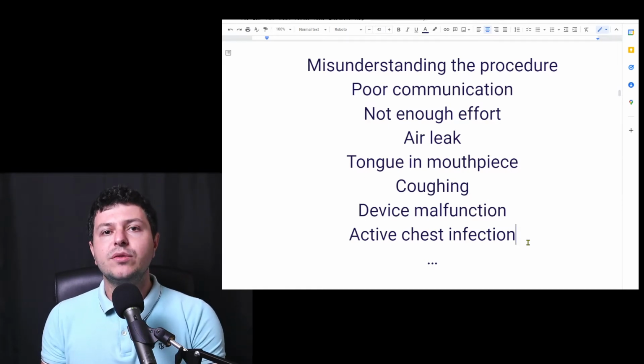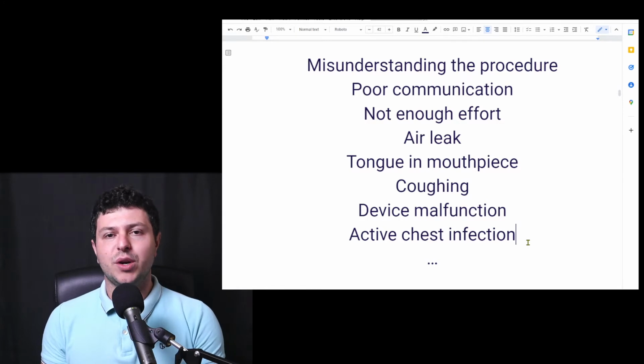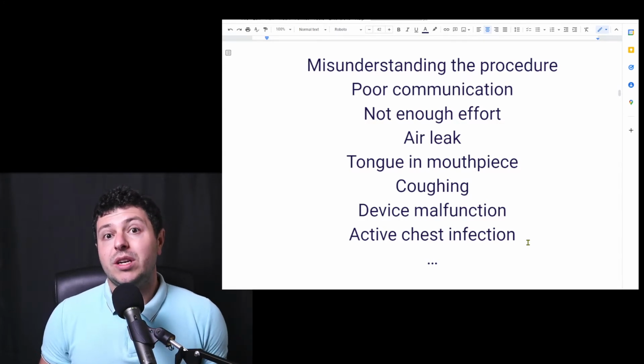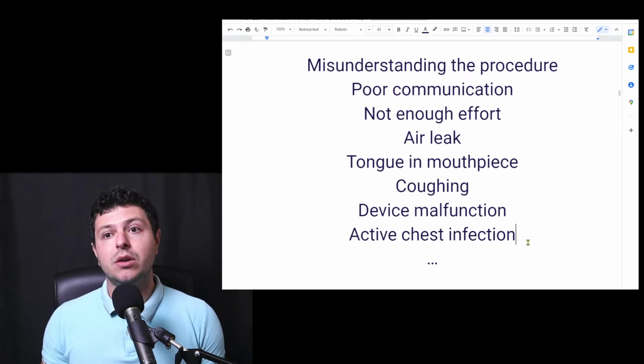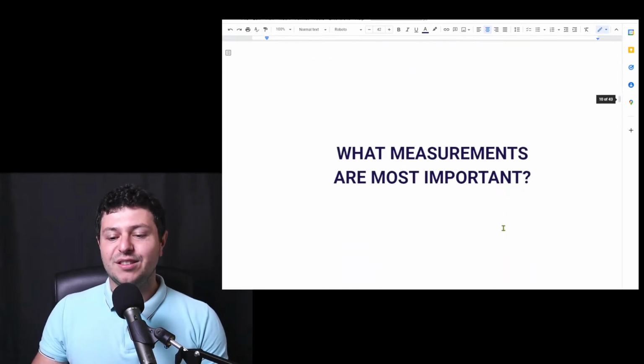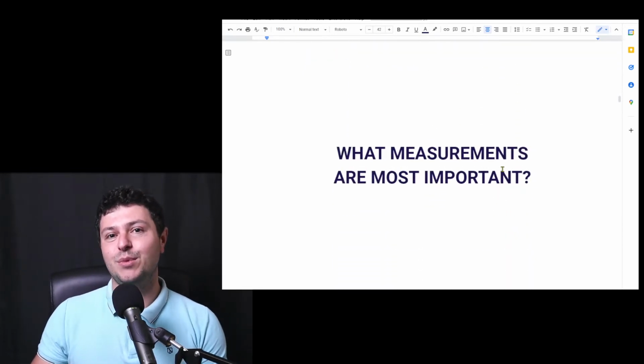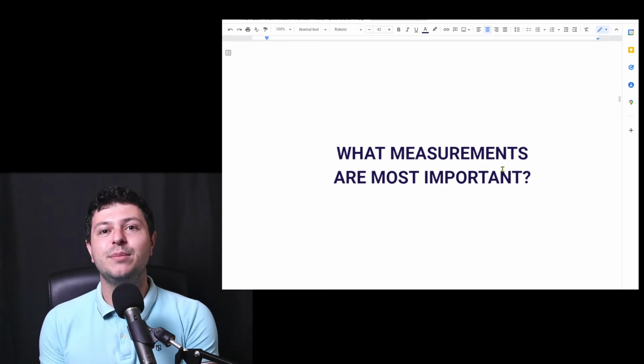So the indications for spirometry can be very great. Sometimes doctors may use spirometry to check whether you are actually recovering from a chest problem. So it depends a lot. It's a simple test to measure lung function. Now, let's move on to something else. What measurements are most important? And this is where I'm getting a little bit technical in this video.